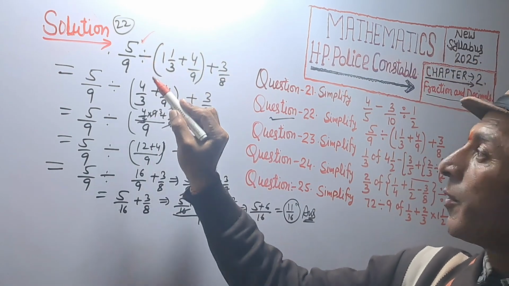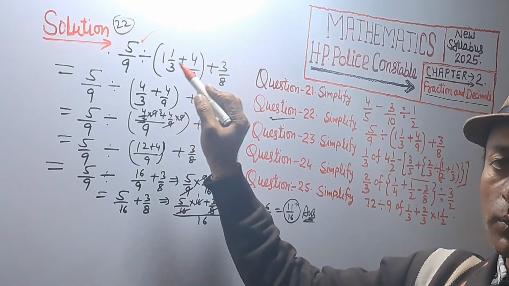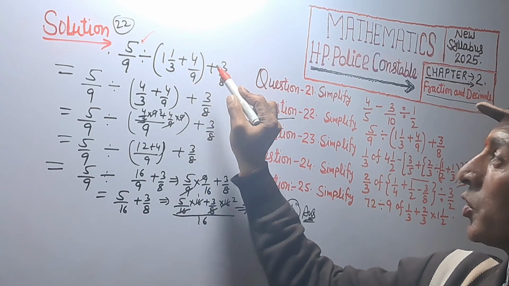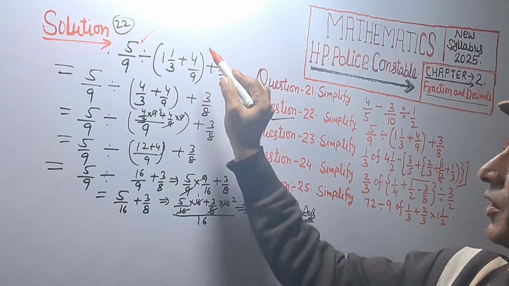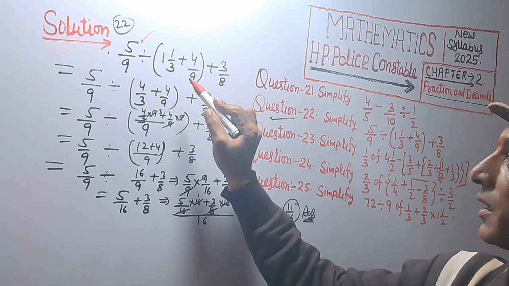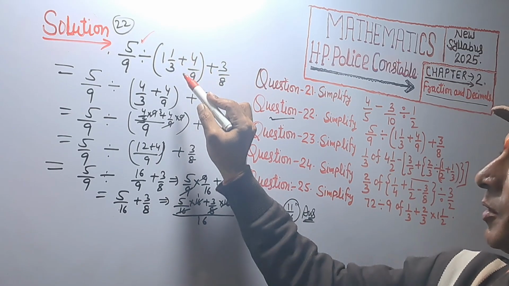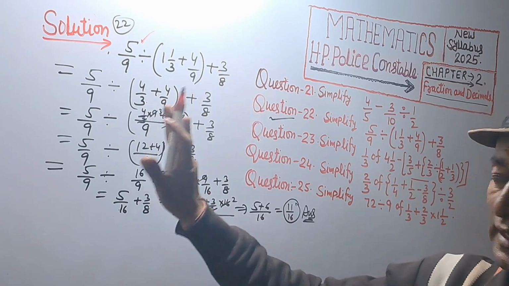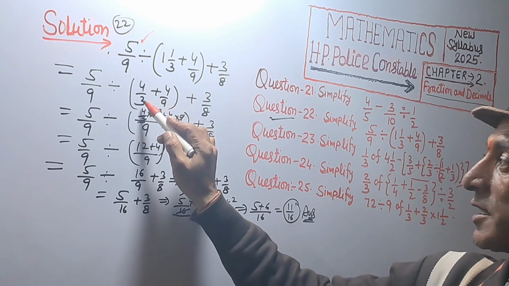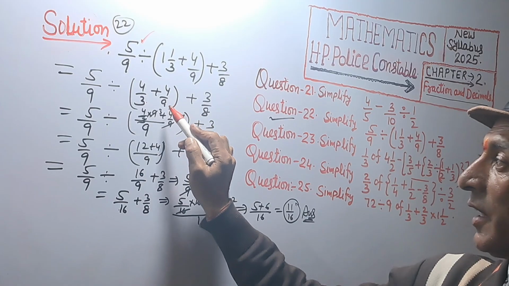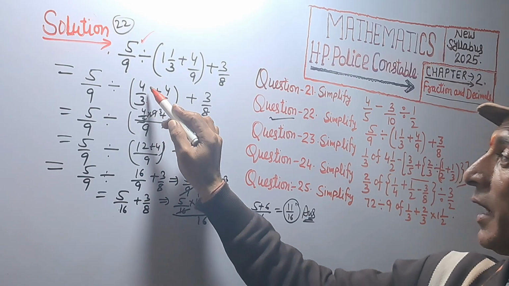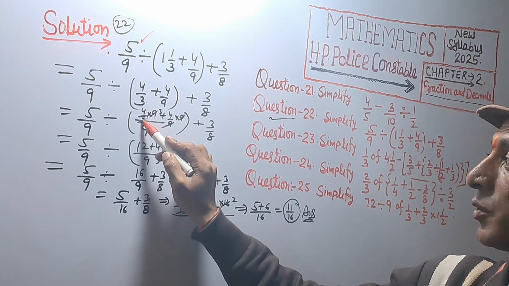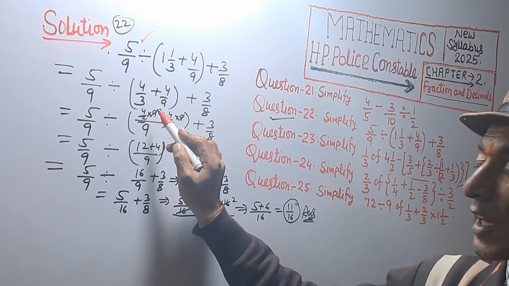The given question is 5/9 divided by (1 whole 1/3 plus 4/9) plus 3/8. First we solve the bracket, that is 3 1s are 3 plus 1 is 4, 4/3 plus 4/9 as it is. The LCM of 3 and 9 is 9, and 9 divided by 3 is 3, 3 1s are 3 and 3 3s are 9.